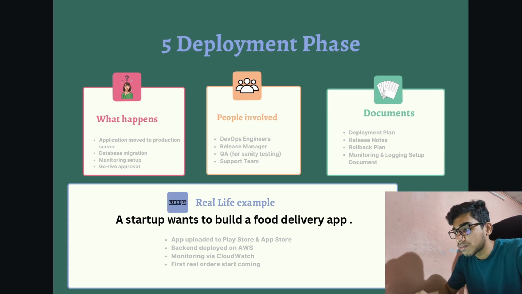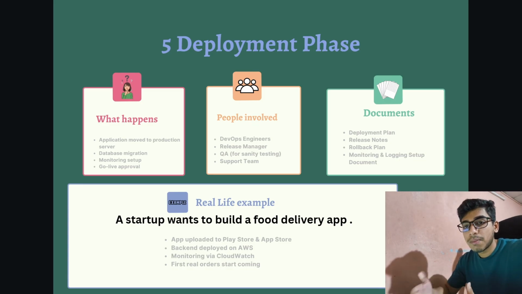Then release notes. Whatever we are releasing to production, the users need to know what features are implemented in it. So those are mentioned in the release notes. Now, rollback plan. If there is any issue and production is breaking, the product is not working correctly, you need to roll back. You need to bring the changes back. So for that, we need a rollback plan as well.